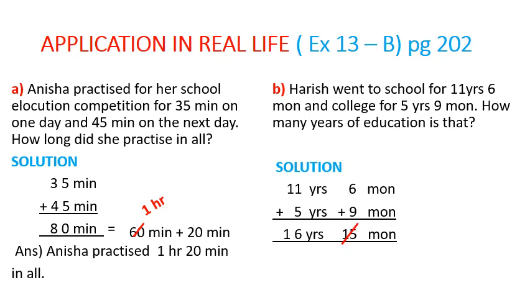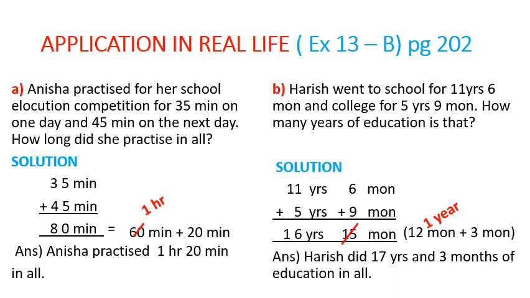Okay. Now think of 15 months. 15 months we can split as 12 months plus 3 months. Why? Because 12 months is same as 1 year. Isn't it? So we have already 16 years and 1 year. So the final answer will be 17 years. So Harish did 17 years and 3 months of education in all. Okay.